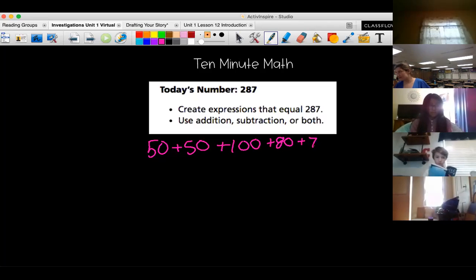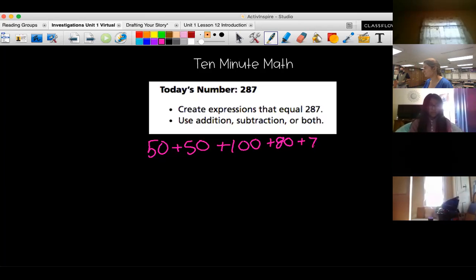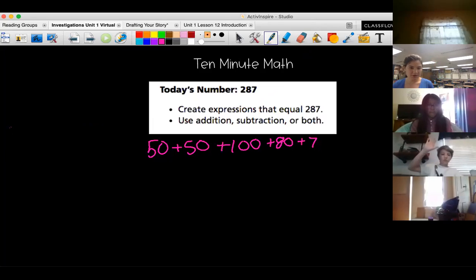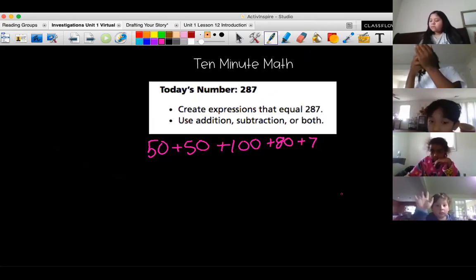And how do you know that that equals 287? Because I know that 50 plus 50 equals 100. If I add another 100 equals 200. Uh-oh, you cut out, but I think that you finished it by saying 200 plus 80 plus 7 equals 287. So good job. Thank you. Did anyone use subtraction in theirs? Like to toss the subtraction one in there.